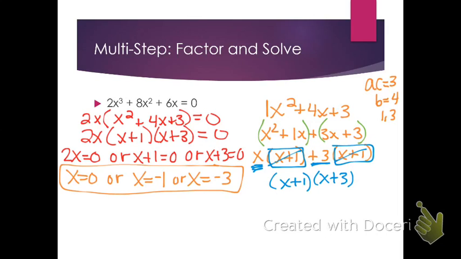Remember that you can go back to the original problem and you could plug in the 0 for all of the x's. You will get 0 equals 0. It does work. You could plug in the negative 1 for all of the x's, you get a true statement. You could plug in the negative 3 for all of the x's, you get a true statement. So that's how we would check our work to know that it is correct.